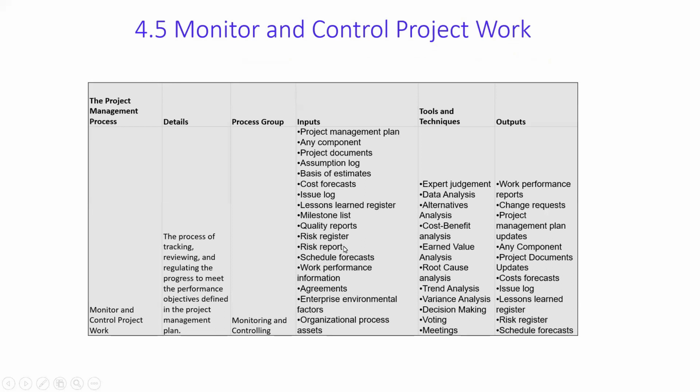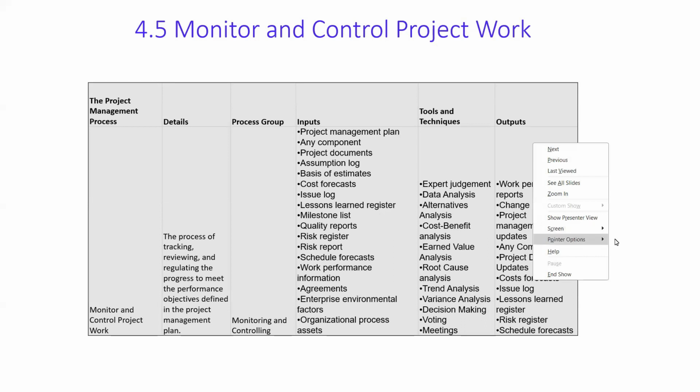Finally, as I told you, we spoke about the inputs, we spoke about tools and techniques. Now, what are the outputs of this process, monitoring and control project work? Okay, so the outputs are, let me just use a pointer, work performance reports. Now the work is getting done, yes, it is meeting the expectation. Work performance information was an input over here, and your output is the work performance report. Now, based on the report, if you have to take some corrective actions, you do raise a change request.